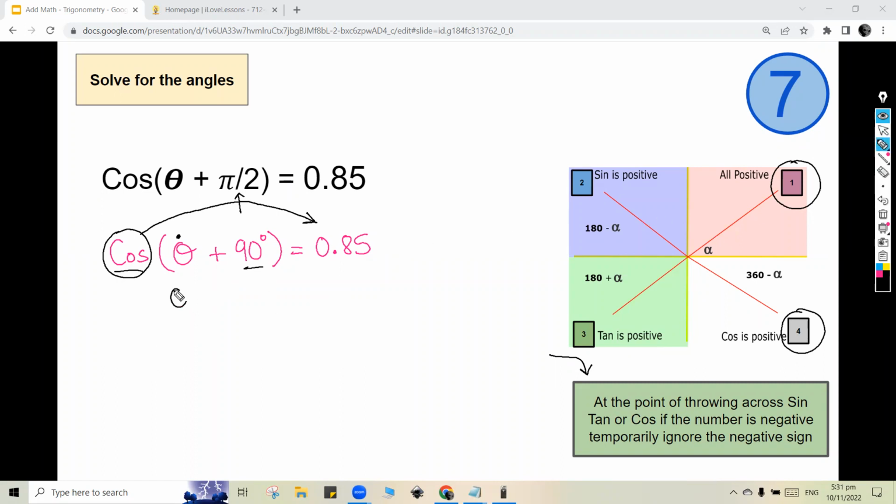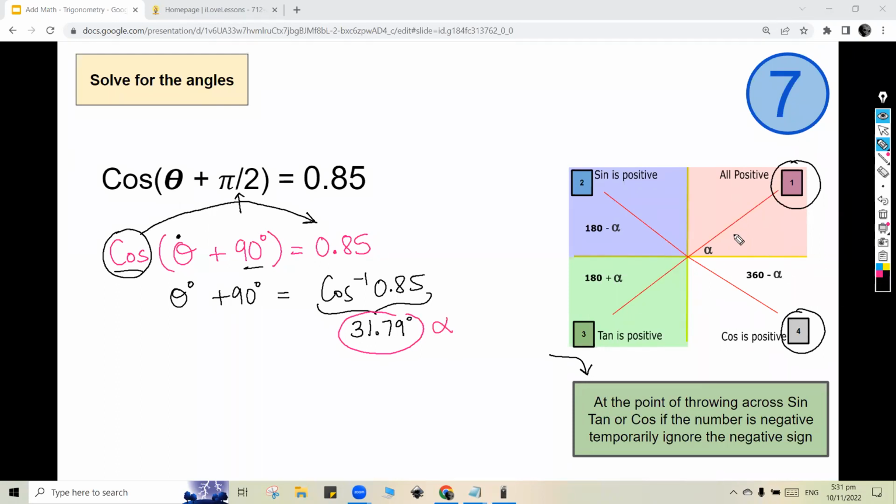Cosine inverse. So we have theta plus 90 degrees left on this side, and we have the cos inverse 0.85. But the thing about it, when we cos inverse 0.85, we're going to get two answers at the same point in time, right? So cos inverse, second function, cosine 0.85 is how much? I'm getting 31.79 degrees. This is our alpha value.